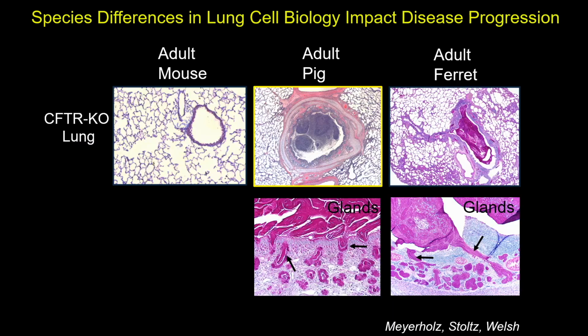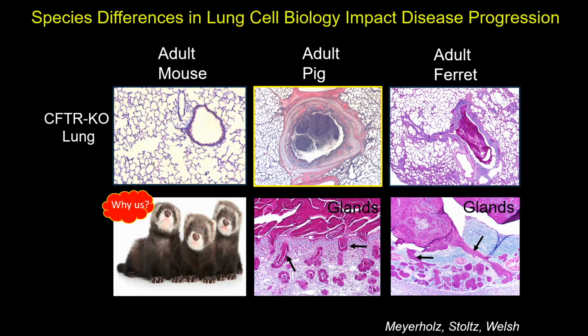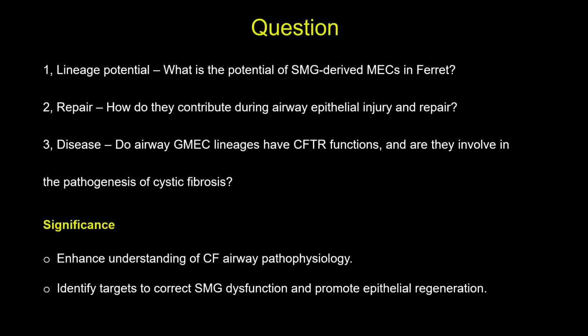humans. And here, pathologically, in CF, adult pigs and ferrets show phenotypes such as mucus plugging in the interlobar bronchial structures and abundant submucosal glands, but these are absent in CF mice, suggesting ferret models are a reliable model to study airway submucosal glands in CF lungs. So in our study, we chose the ferret model to explore myoepithelial cells' contribution in CF disease. Therefore, we raise the below 3 questions.